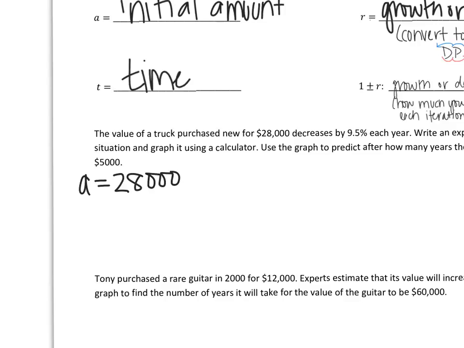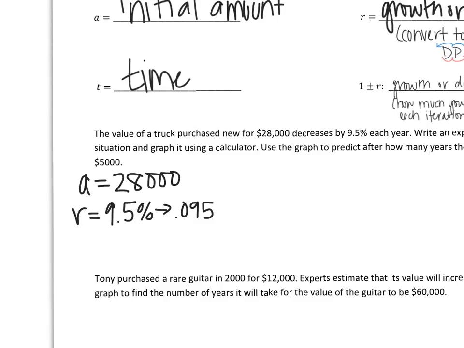Decreases by 9.5% each year. So what information did we just get there? The R. We got the growth or decay rate. Is it growing or decaying? Decay. How do you know? It decreases. So my decay rate would be 9.5%. And if I want to convert 9.5% to a decimal, that would be what as a decimal? 0.095. Yes.